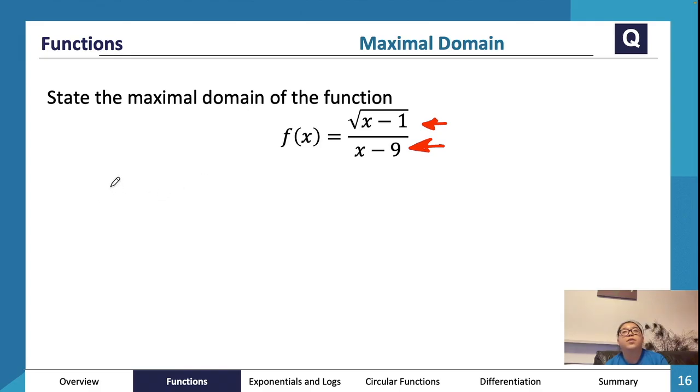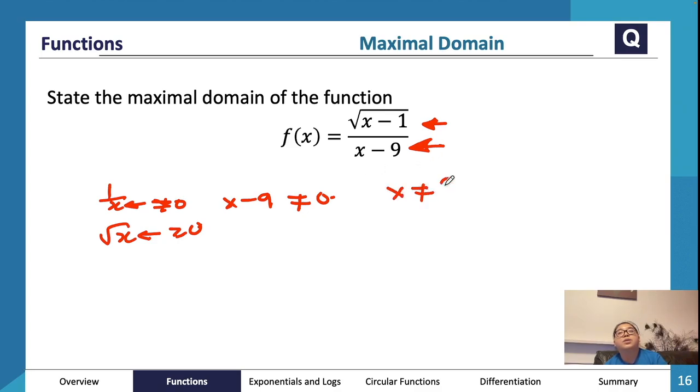So what we know so far is from 1 over x, the bottom cannot equal 0. And if we're talking about a square root, this part has to be bigger or equal to 0, right? So what that means is x minus 9 cannot be equal to 0. So x cannot be equal to 9. Cool. Alright, with this one, we're thinking, alright, so that's x minus 1 has to be greater or equal to 0, right? So what that actually means is x will have to be greater or equal to 1.